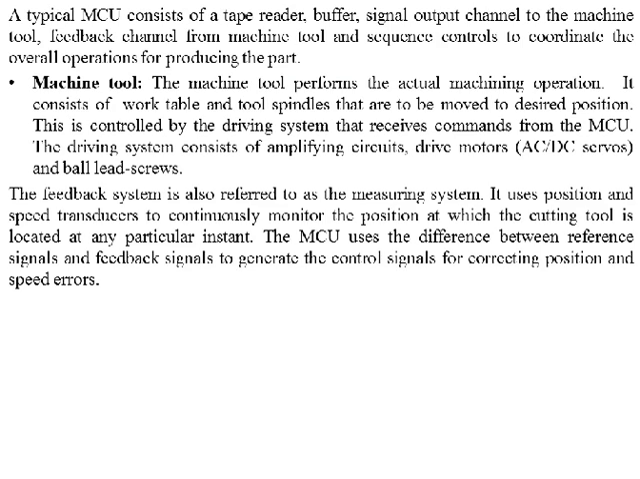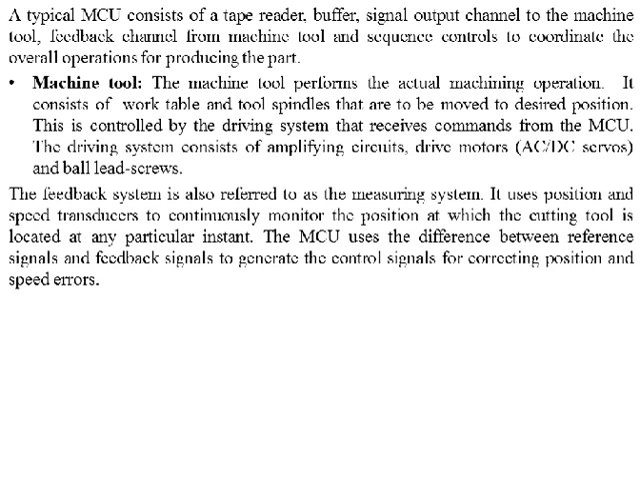So that's what we have discussed. So the explanation is given here. This is a typical MCU, which will consist of a tape reader or a buffer, or a signal output channel to the machine tool. The feedback channel from the machine tool will try to control the number of feedback signals that are received, and the sequence control will be used to coordinate the overall operation for the production of the part. Later we have a machine tool there.